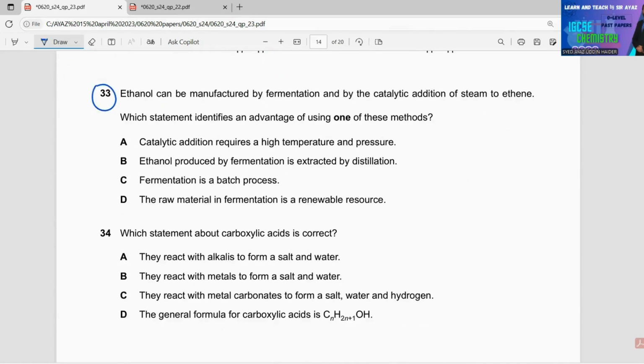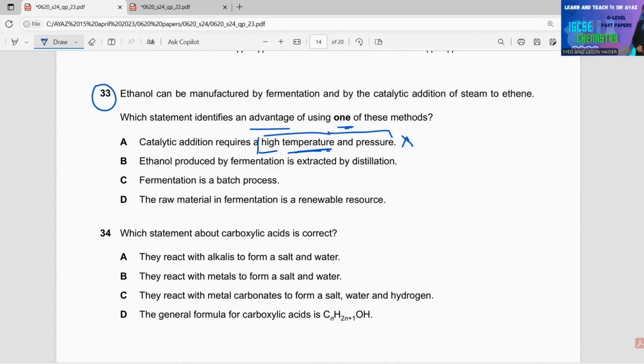33. Ethanol can be manufactured by fermentation or by the catalytic addition of steam to ethene. Which statement identifies an advantage of using one of these methods? Remember, they are asking only for an advantage here, and of any one of these methods. A, catalytic addition requires a high temperature and pressure. This is incorrect, because in this you are using high energy. High temperature is used here.